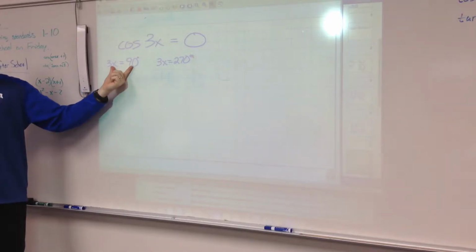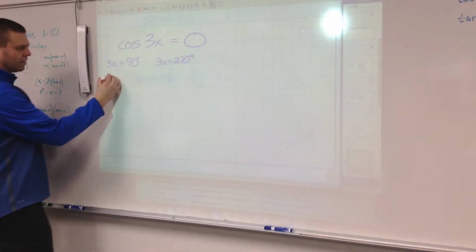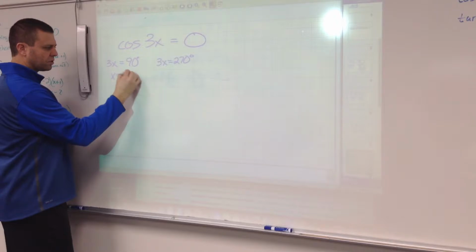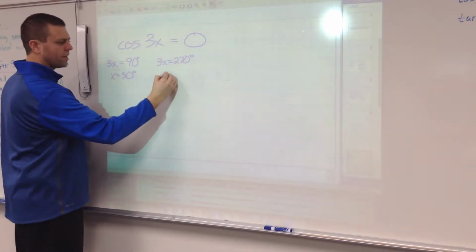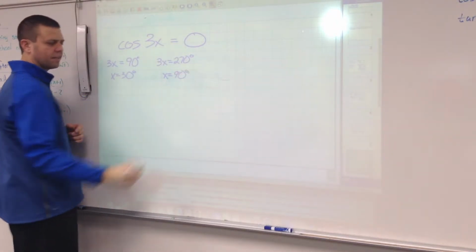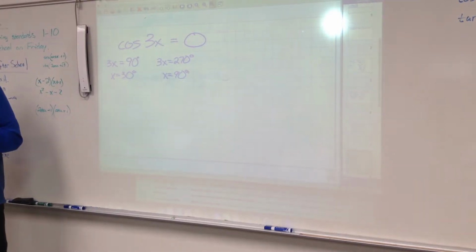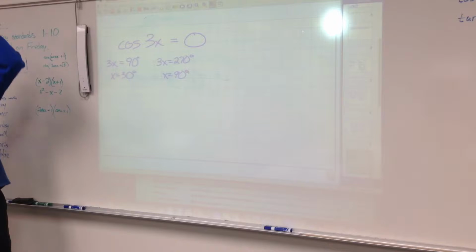Now let's just solve both of these. Divide by 3 and I get x equals 30. Divide by 3 and I get x equals 90. Do you think these are all the solutions between 0 and 360 or between 0 and 2 pi that there are? No. There are going to be more.